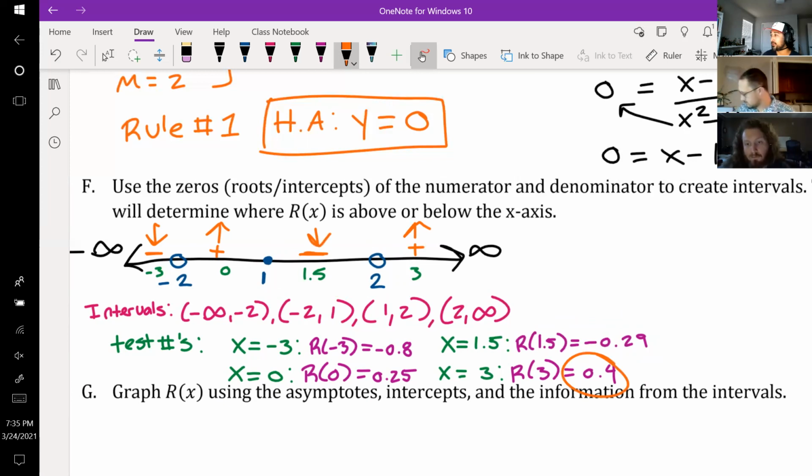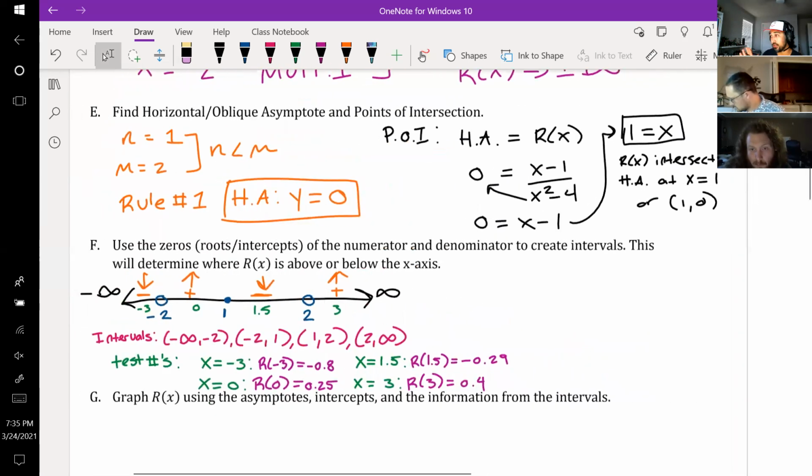So positive means we are above. Negative means we are below the x-axis. Any questions on this process?